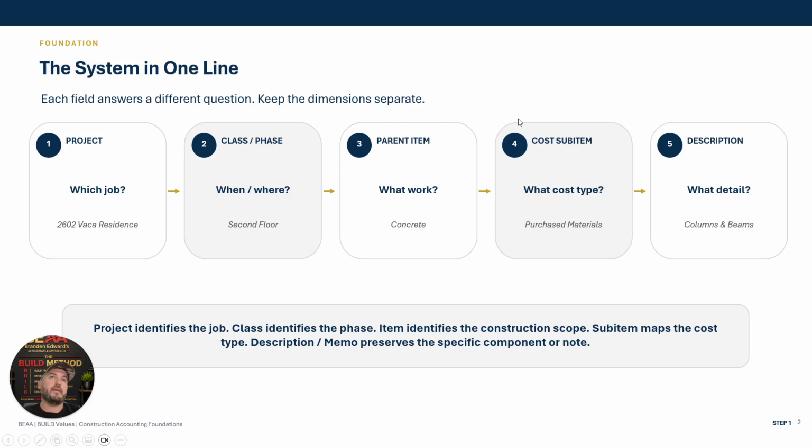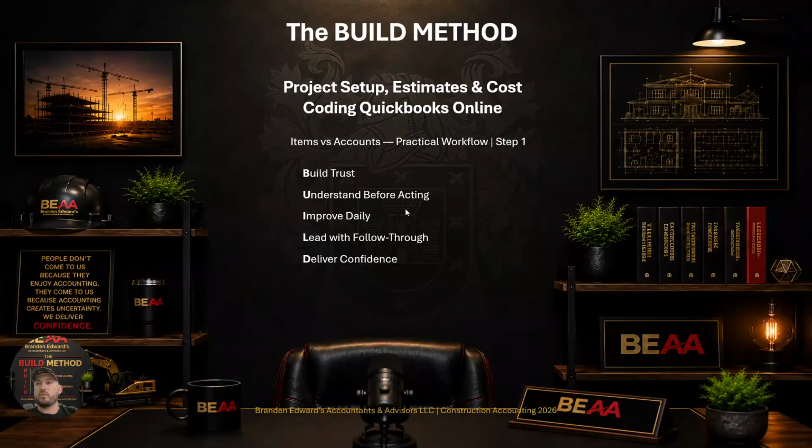What work. And then on the sub item, we're going to be tagging the cost type to be able to analyze in the future. And then the description, just additional detail, right? So this is going to give us multiple dimensions of reporting, so we can better analyze our projects and have better estimates moving into the future. This is also going to give us better estimates in general.